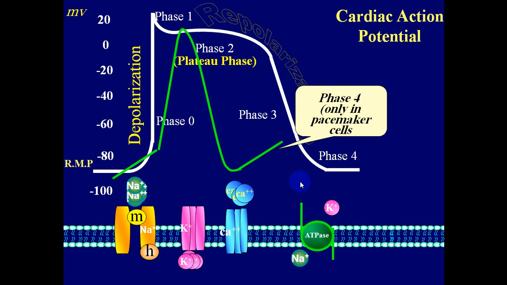So this is the action potential: depolarization, repolarization with a plateau. These are the main phases, early repolarization and late repolarization, and phase 4 is the resting phase. Am I clear? Okay.